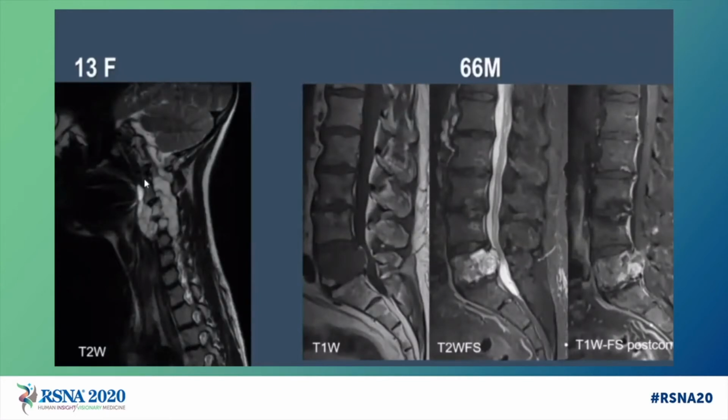The first one is a 13-year-old female, a young patient, very unusual, with a large tumor in the upper cervical spine with soft tissue extension. The second one is a more typical L5 lesion in a 66-year-old male with cortical disruption and epidural extension of the tumor posteriorly.